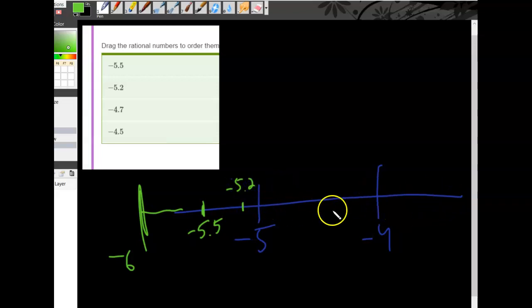-4.7, remember you're counting from the right. Like if you're at -4, 0.7 would be 7/10 of the way down. There's 5/10, it'd be about right here. -4.5 would be about right here. So in order from least to greatest: -5.5, -5.2, -4.7, -4.5.